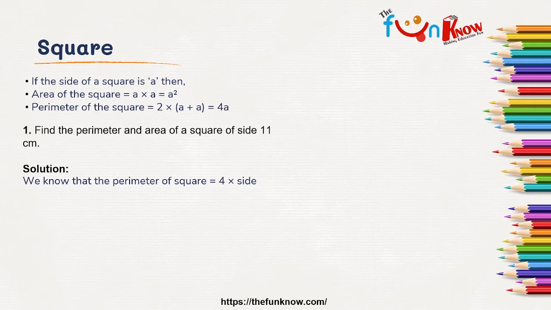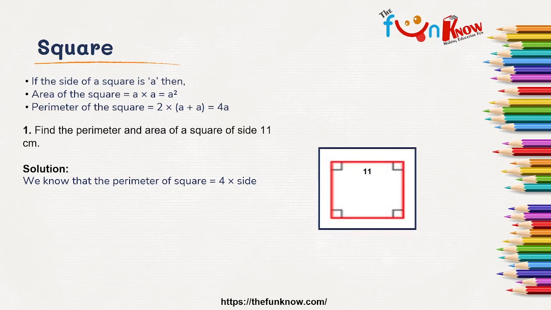Let us understand with an example. The question is, find the perimeter and the area of a square, and the side of the square is 11 centimeter. So now, as we know, the perimeter of the square is 4 into A. That means 4 into side. A is side, right? So here 11 centimeter is one side. So we can just do 4 into 11, right?